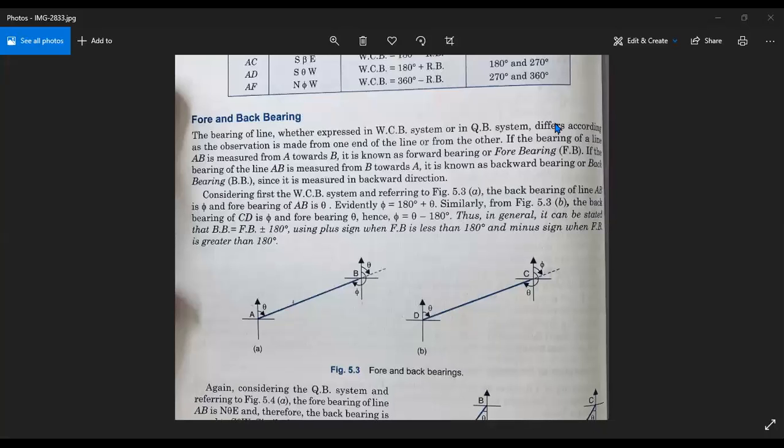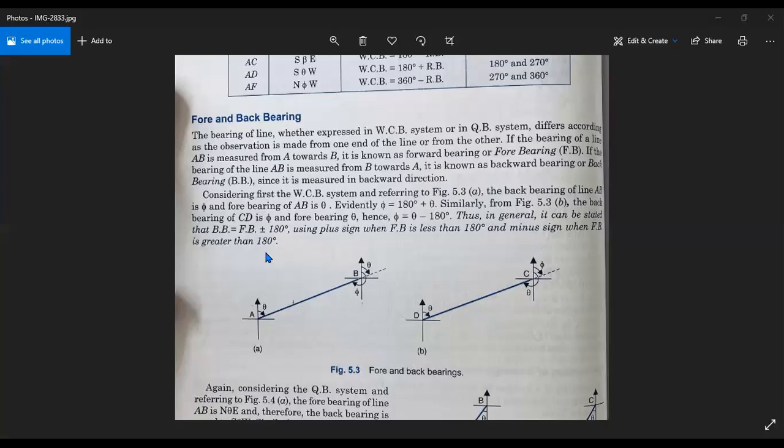The bearing of a line, whether expressed in whole circle bearing or quadrantal bearing system. The whole circle bearing system is the bearing of a line measured always in clockwise direction from the magnetic north. See here, figure 5.3A, where I have line AB. For line AB, I have drawn the quadrants north, south, east and west. Here the bearing is shown as theta. Theta is the whole circle bearing of the line AB, which is measured always in clockwise direction from north direction, so from magnetic north.